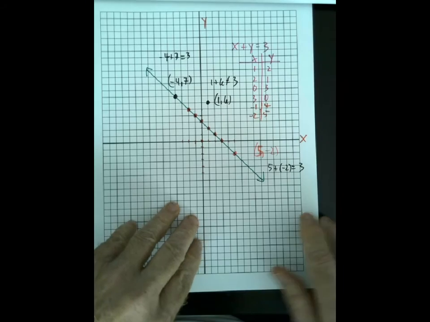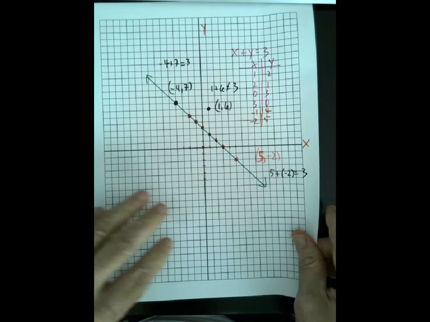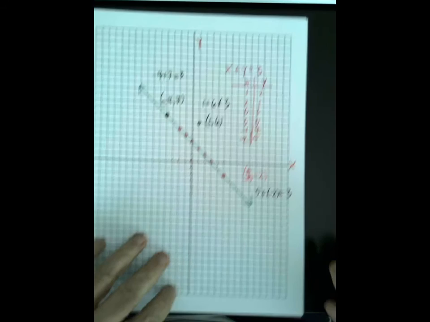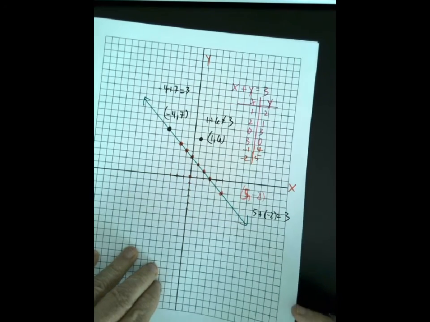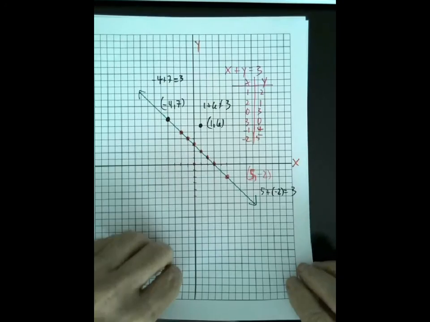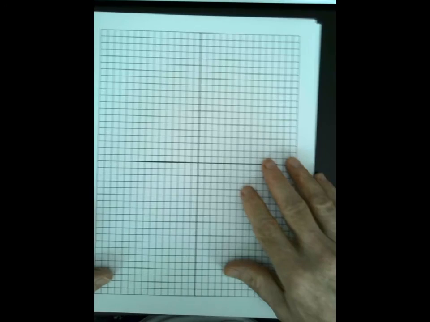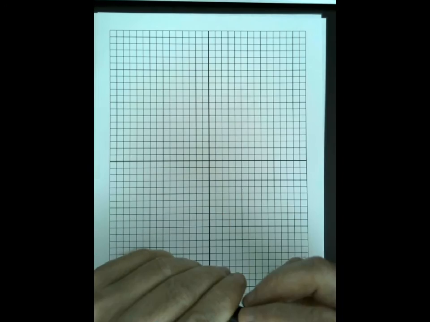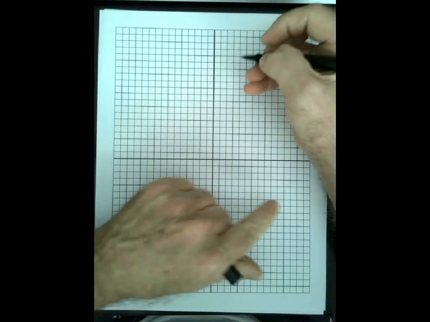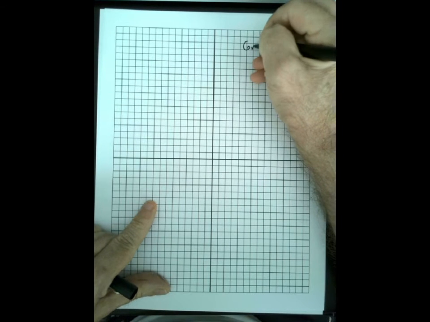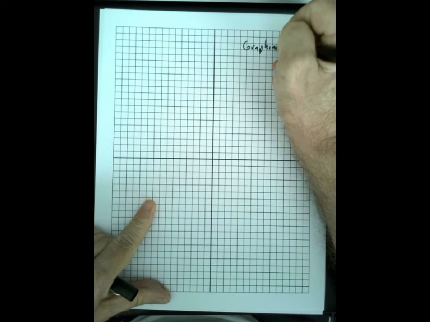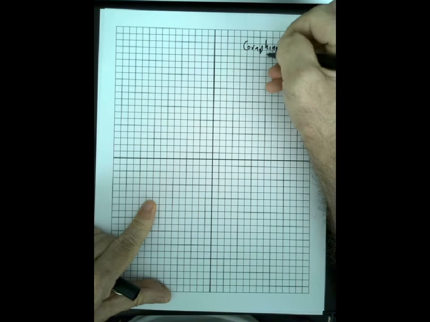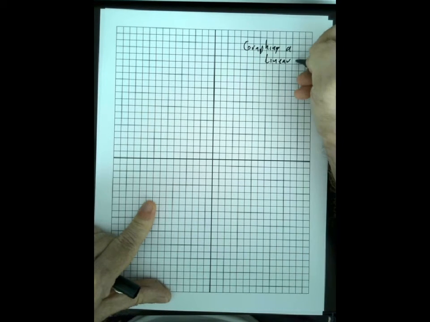Okay, so I'm going to put this one here, this one away. So this is going to be our instruction, you understand, ladies and gentlemen. You're going to be graphing a linear equation. And how do you do that? Well, there are steps. Okay? So let's say, here's what we're doing. We are graphing a linear equation.